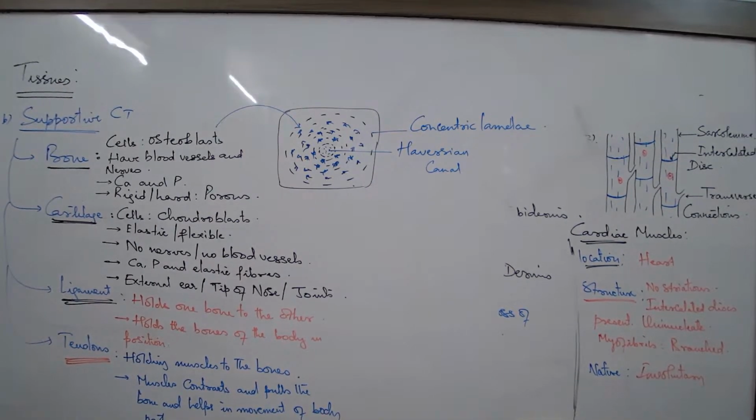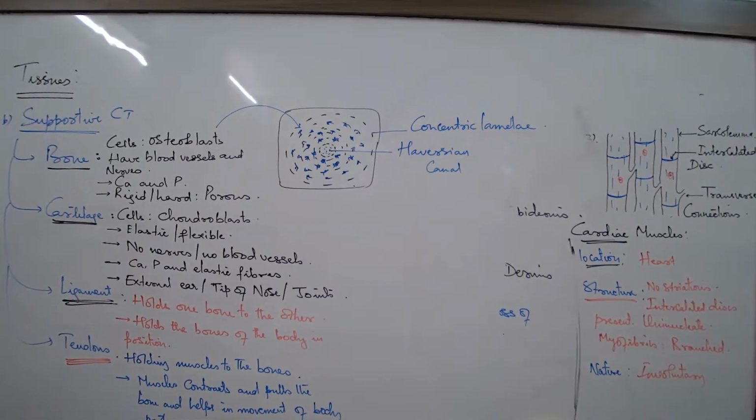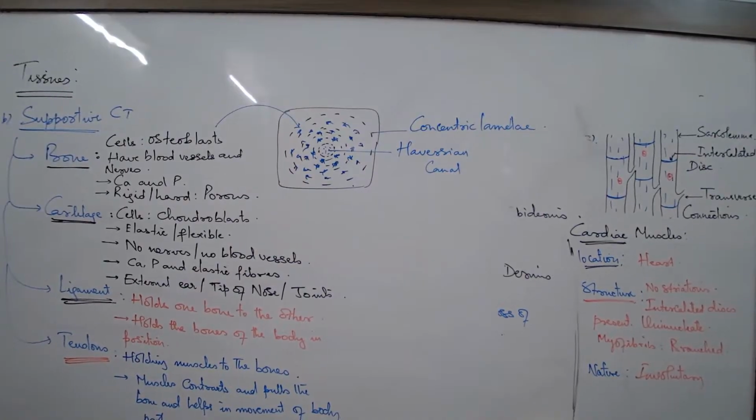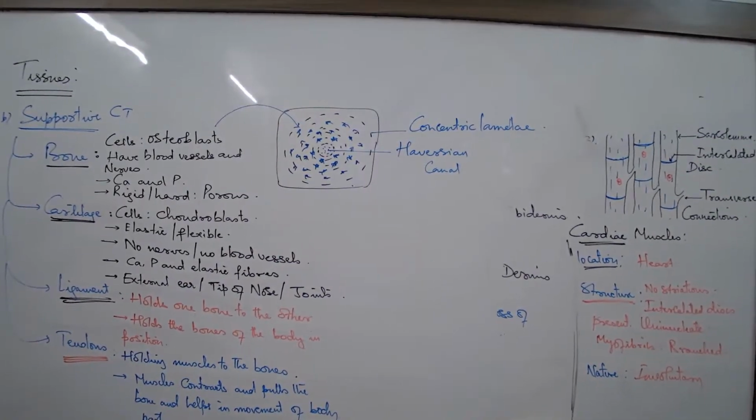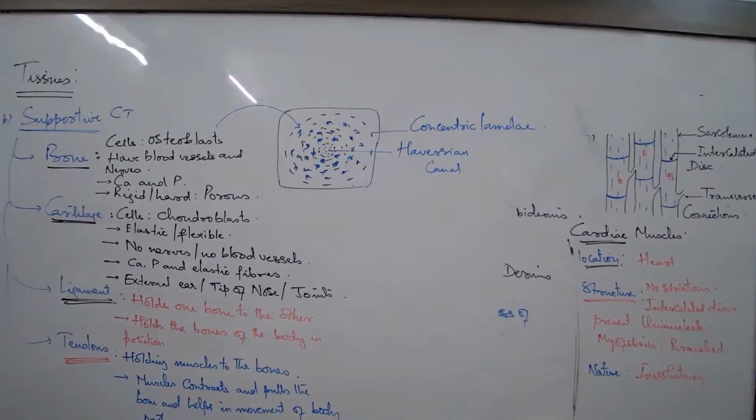Right. For a bone, on the first point, cells are known as osteoblasts. And for cartilage, cells are known as chondroblasts. Then the second point.